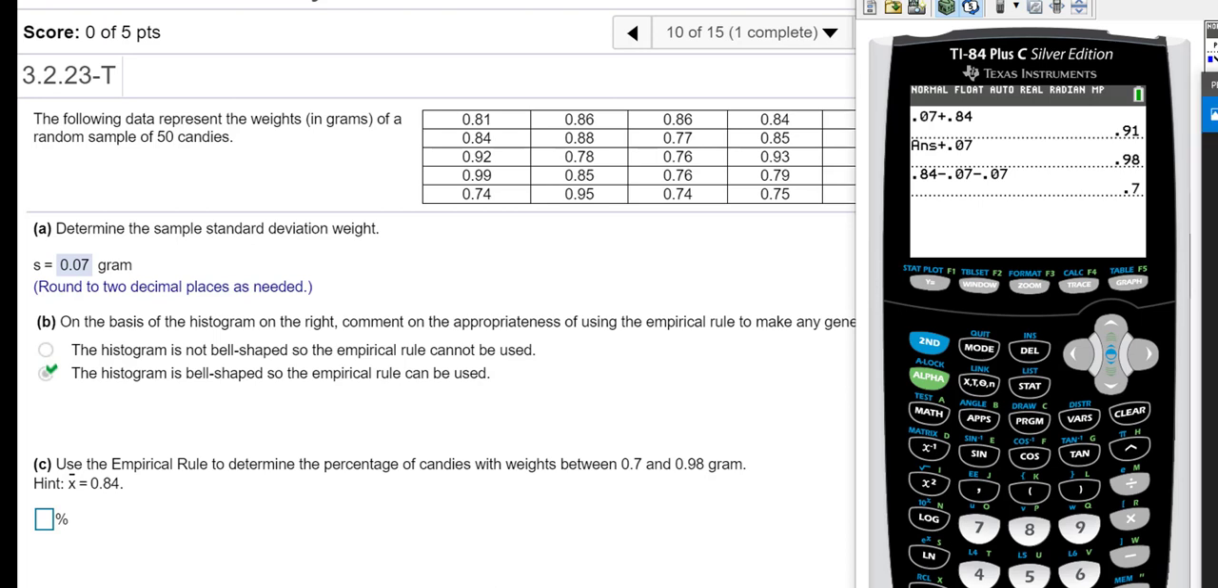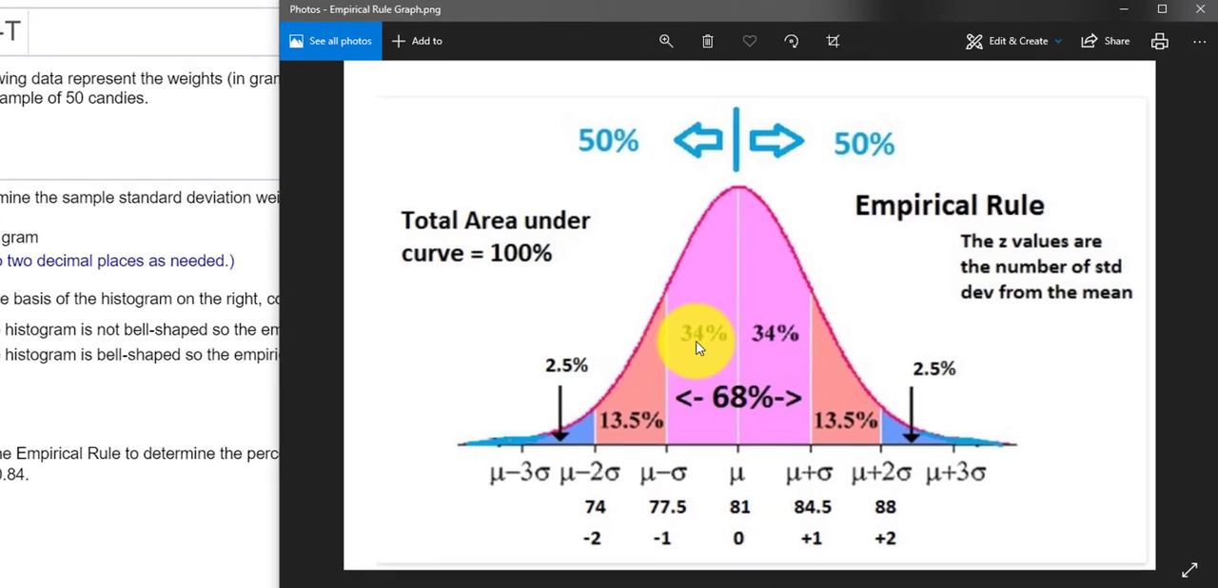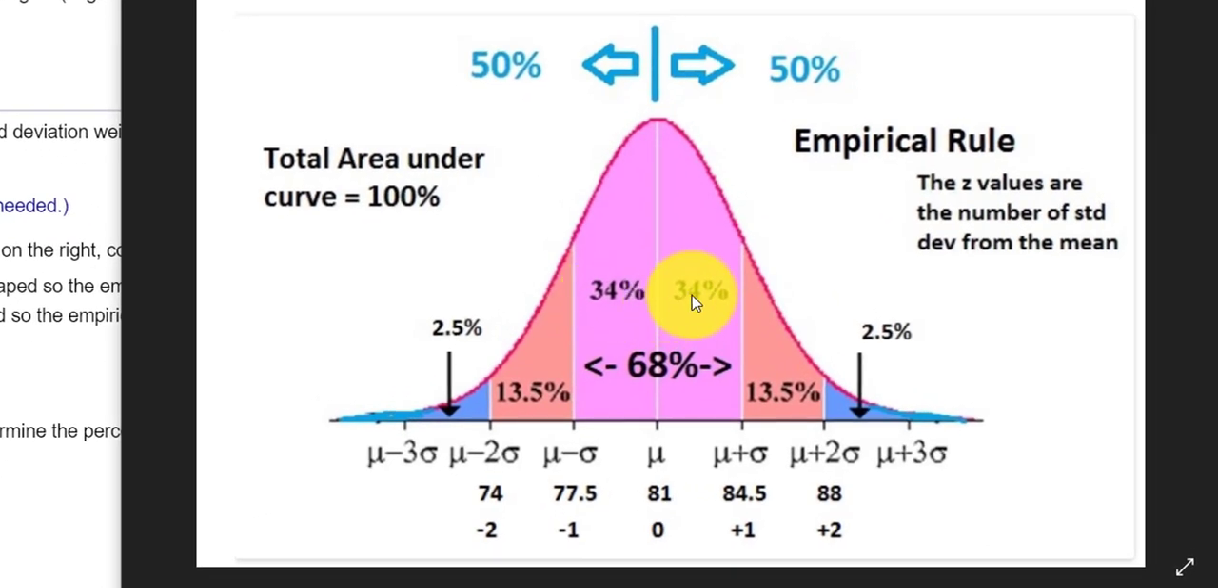So here's a table that tells you, according to our rule, one standard deviation away from our mean. Our mean is this middle line. If you were to go 1 standard deviation away in either direction, you'd add the 34% plus 34%. So 68% of your data would be within 1 standard deviation of our mean. But we are looking to go 2 standard deviations, so we have to add the 34% twice plus this 13.5%.